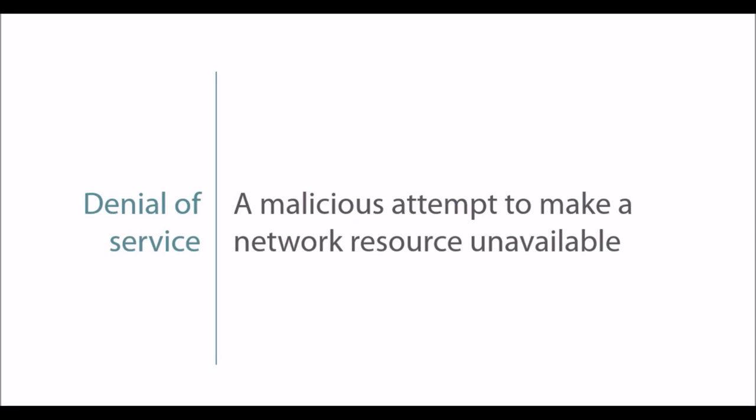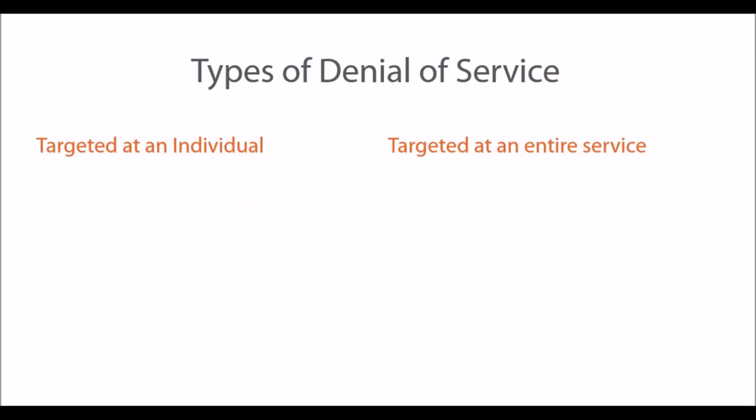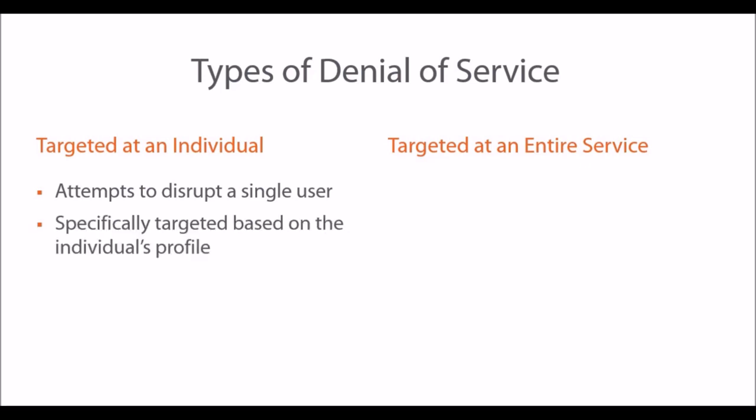To begin with though, I'd like to quickly touch on a couple of different types of denial of service attack. These are a couple of very broad categories: targeted at an individual and targeted at an entire service. Now let me explain these two more clearly. So firstly, when we're talking about targeting at an individual, we're talking about attempting to disrupt just a single user. Now inevitably, for an attack of this type, it is very specifically targeted. There is something about this individual that's causing the attacker to single them out.